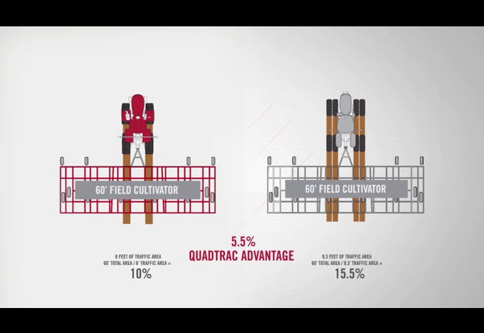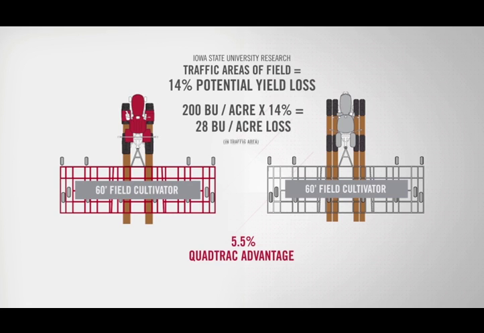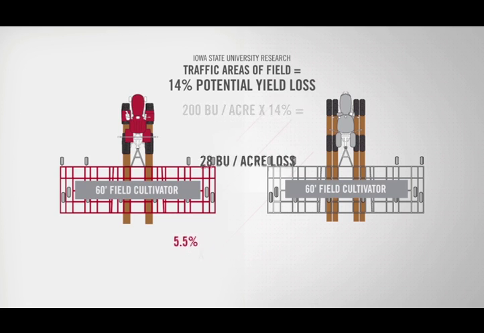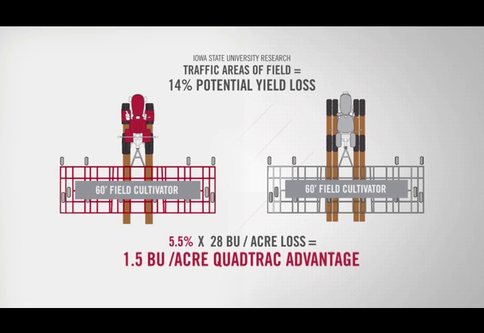Now, what does that mean in terms of yield loss? Based on Iowa State University research, a grower could see 14% more yield loss in traffic areas versus the rest of the field. If we were growing 200 bushels per acre of corn and 14% of that is lost, we'd be losing 28 bushels an acre in the traffic area. If we carry over that 5.5% advantage in a traffic area of a track tractor versus a wheeled tractor, you'd have a 1.5 bushel per acre advantage. 1.5 bushels per acre can add up to a lot of lost profit potential.